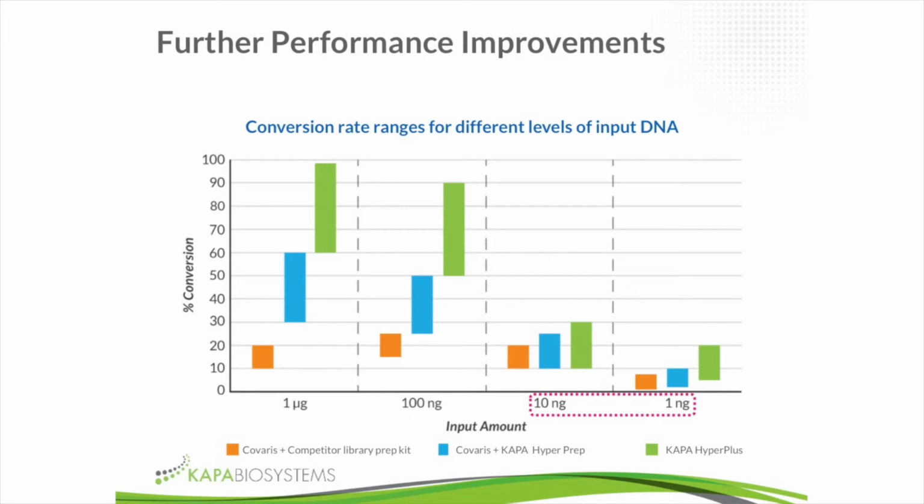And there aren't just benefits for higher input ranges. We also see these benefits at the lower end of the spectrum. For 1 nanogram of DNA, we can see conversion rate up to 20% of that into usable library molecules. This means that a number of samples that would have failed library preparation with other chemistries can now be processed in a way that doesn't require you to amplify large amounts.